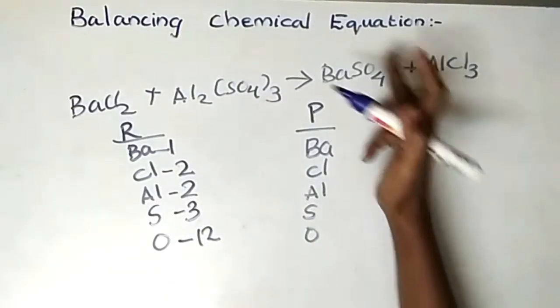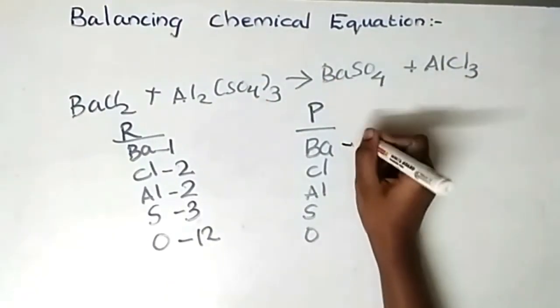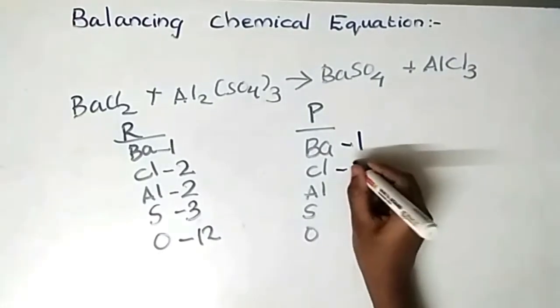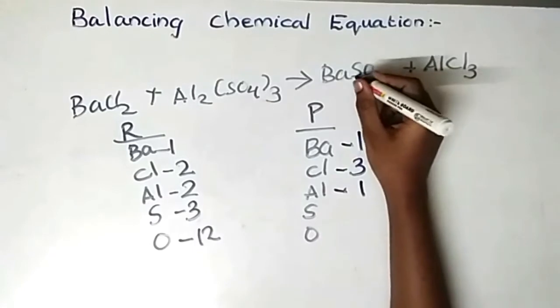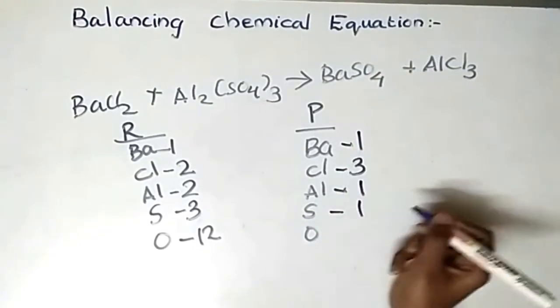Now we will check the product side. We have 1 barium atom, 3 chlorine atoms, 1 aluminium atom, 1 sulfur atom, and O4.